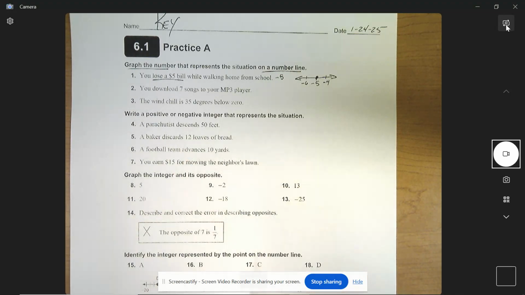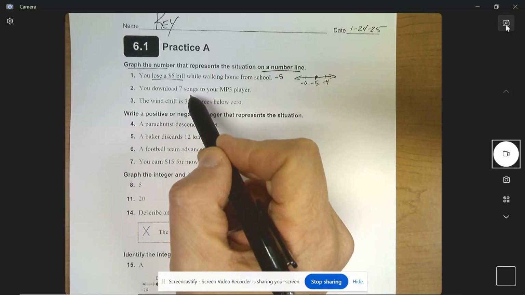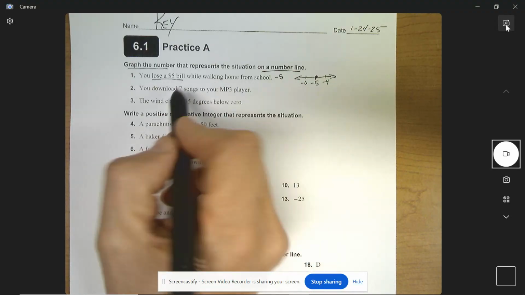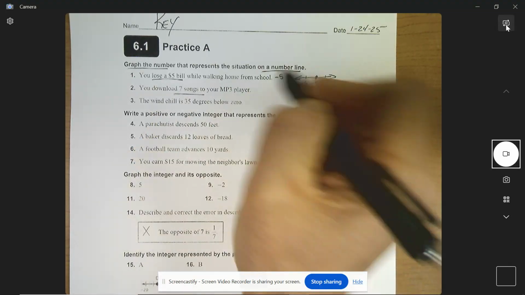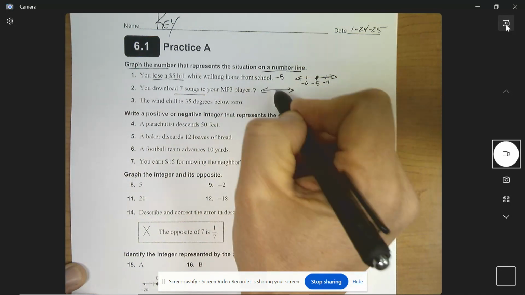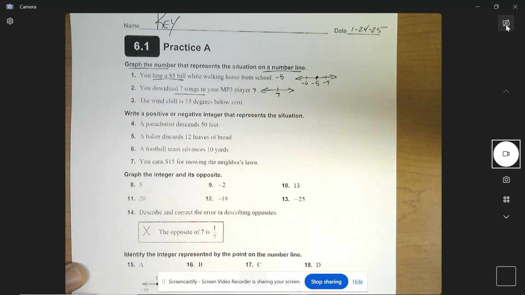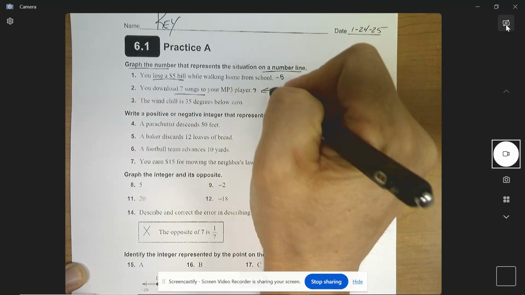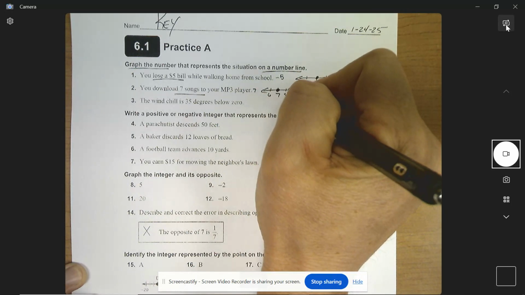You download 7 songs. That is going to sound like negative, but it's actually you are getting the 7 songs. So you get 7 songs. That's going to be a +7. So I'm going to put my 7 right there in the middle, and that is the point right there. You can put that 6 and that 8 on there.